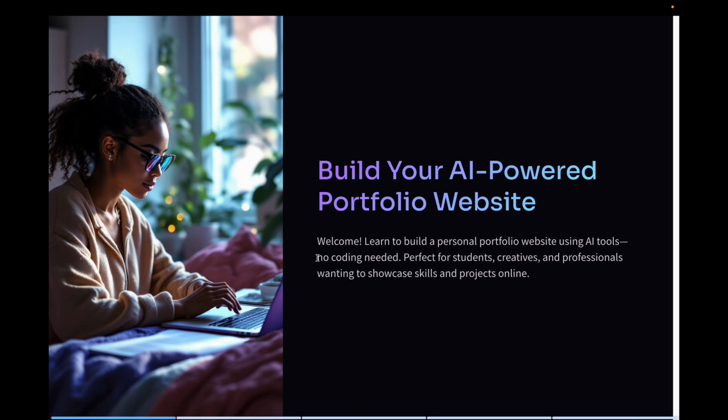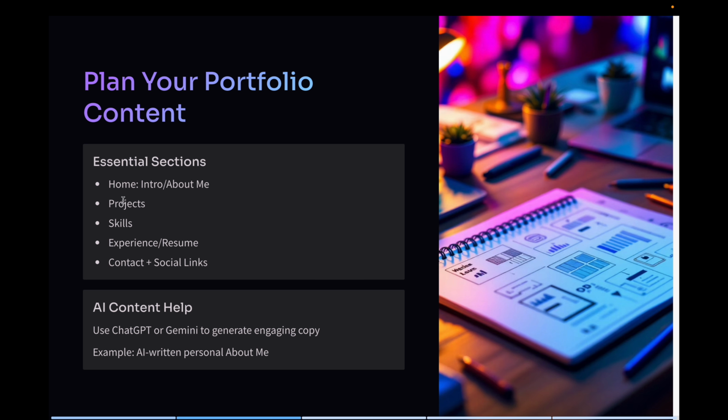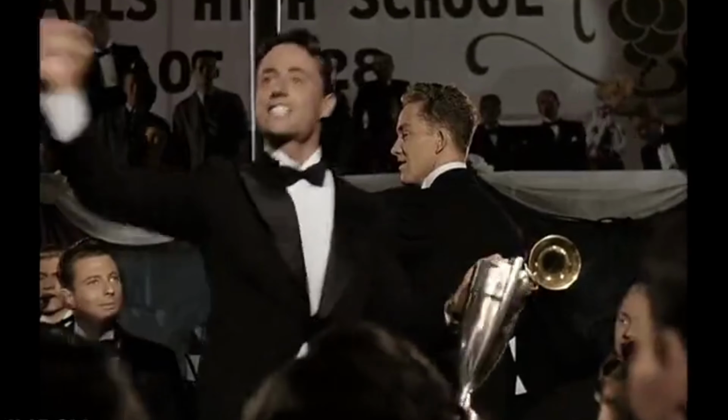Before starting, let's make sure to plan your portfolio content. Normally a portfolio needs a home section, a project section, the skills you have, a place where you can enter your experiences or your resume, your contact, and social links. You can use ChatGPT or Gemini to generate these. We'll do all that and show you how that goes. Let's go!